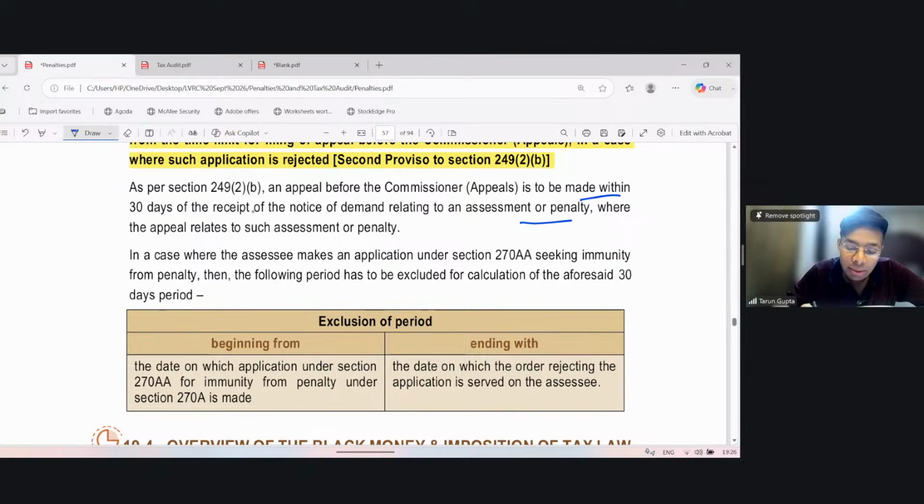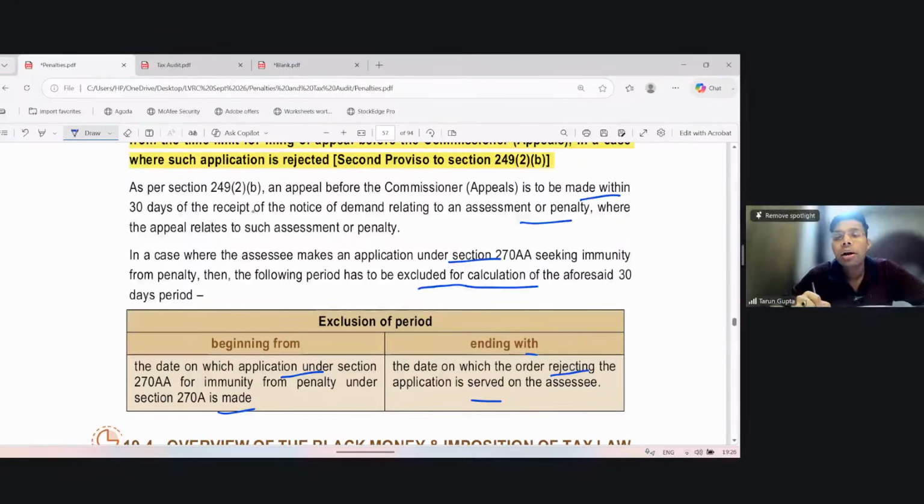In a case where the assessee makes an application under section 270AA seeking immunity, then the following period has to be excluded for calculating the aforesaid period of 30 days. What all period? The period beginning from the date on which the application under section 270AA was made and ending with the date on which the order rejecting the application is received by the assessee.